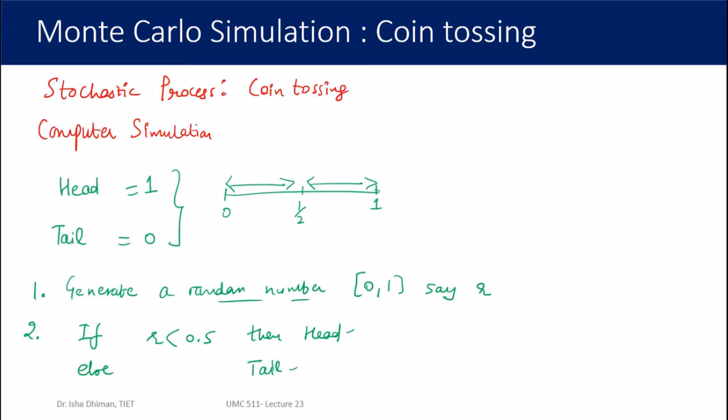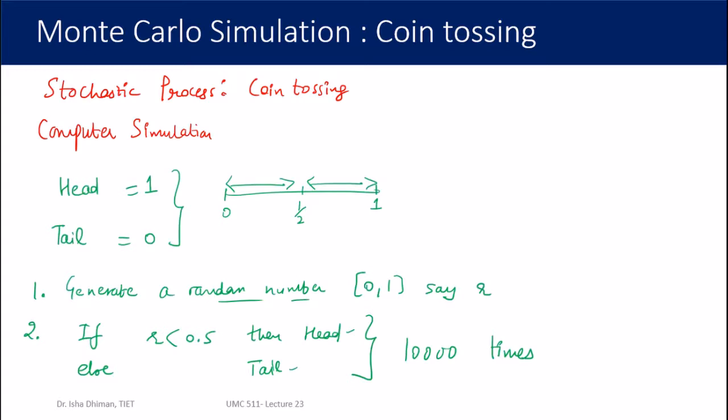And now we will do this step number 2 some number of times. Because these are stochastic processes, the runs of the experiment or the simulation have to be as large as possible.